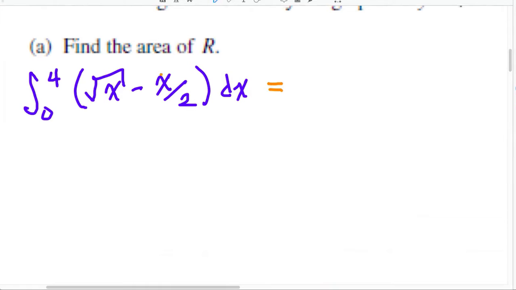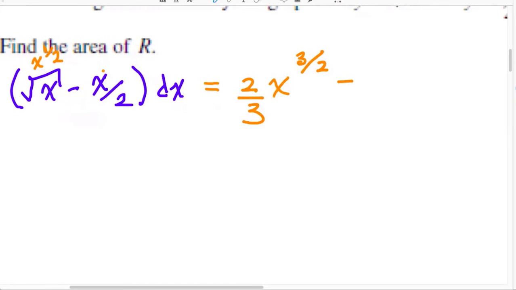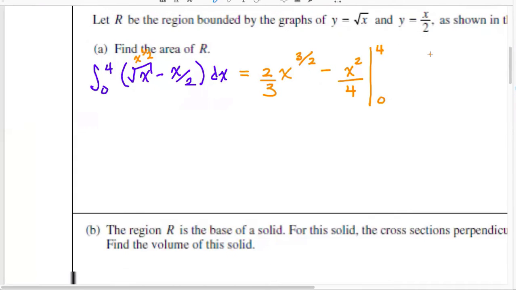Again, this square root of x, I want to be thinking of that as x to the 1/2 power. So when I take the integral, it's going to go x to the power of 3/2, and then I divide down by 3/2, or multiply by 2/3 essentially. And then I'm going to subtract. This was x to the power of 1. It's going to be x to the power of 2. And then I divide down. I have 4 now on the bottom. And then from here, this is evaluation bar between 0 and 4. Any questions up to this point?